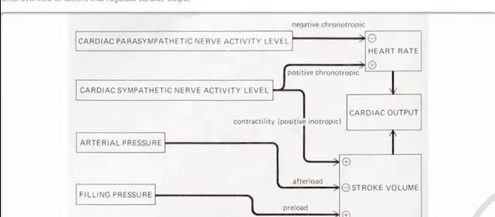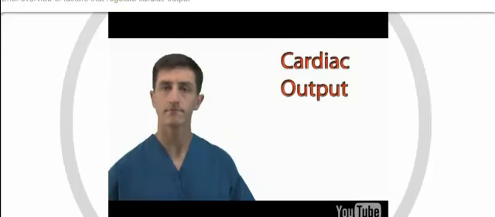And next we have a diagram outlining what we've been discussing as far as how heart rate and stroke volume affect cardiac output, and then some of the parameters that affect each, the stroke volume and the heart rate. And next we have a video that discusses this.